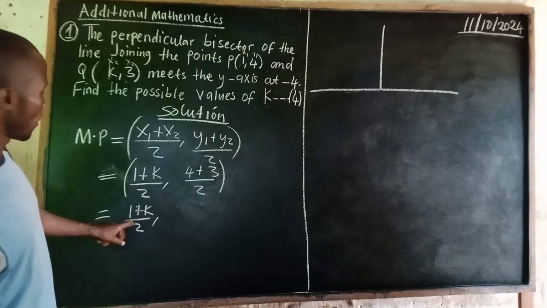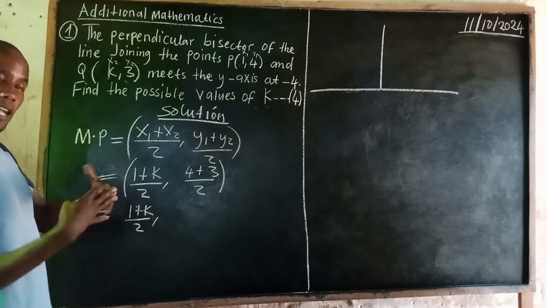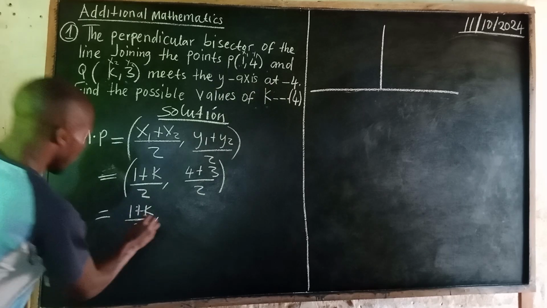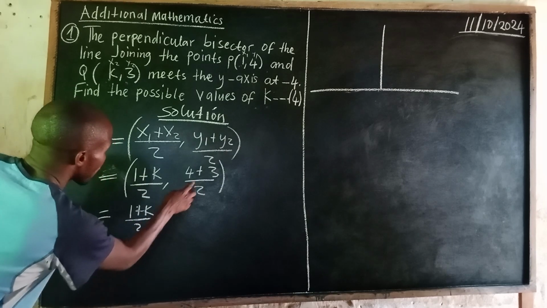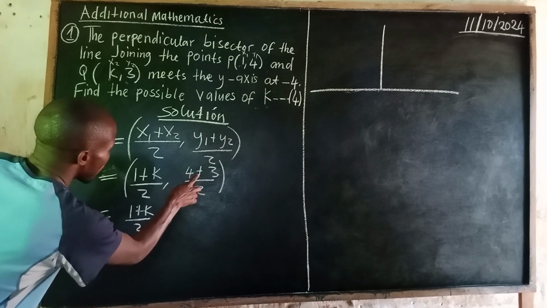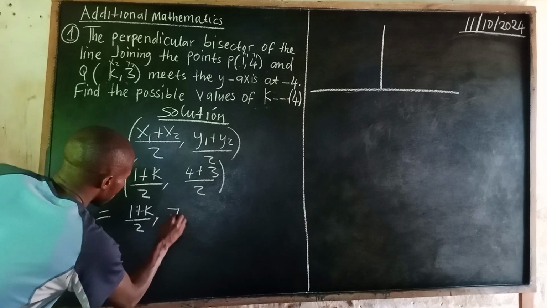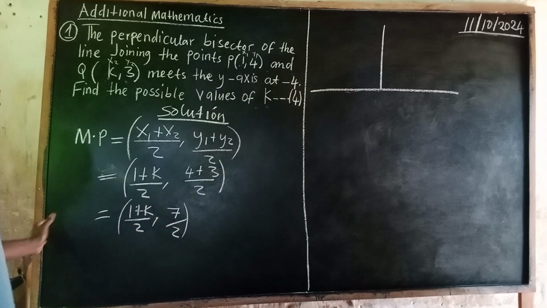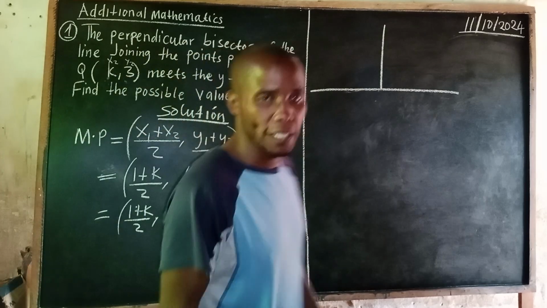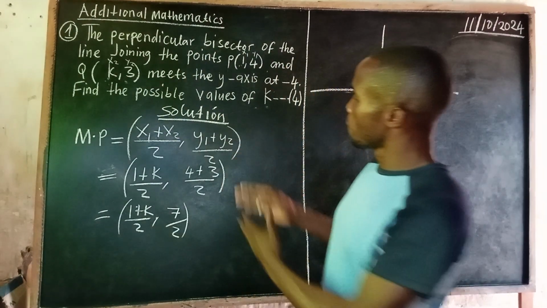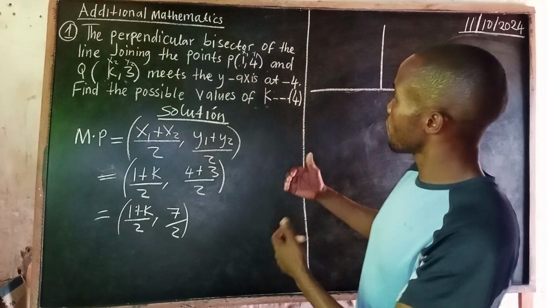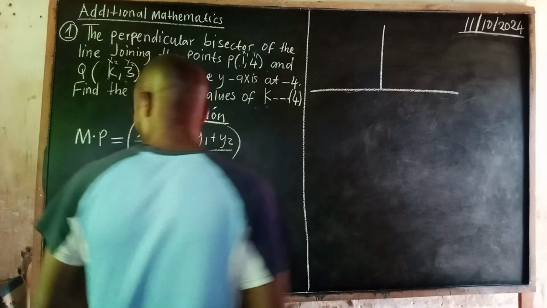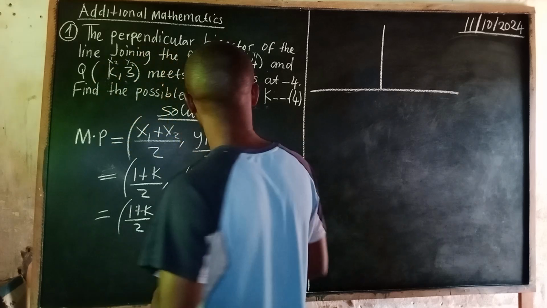This is 1 and this is k, therefore they cannot be added. So this is the end of this one. Then we come to this one. We say 4 plus 3, that would be 7 over 2. So we have just calculated the midpoint. Now, having found the midpoint, we go to the next step.